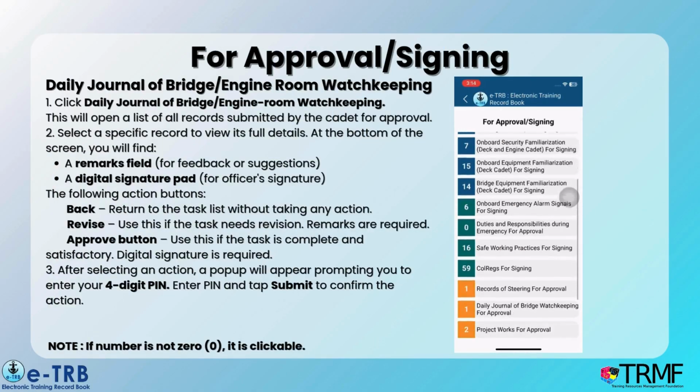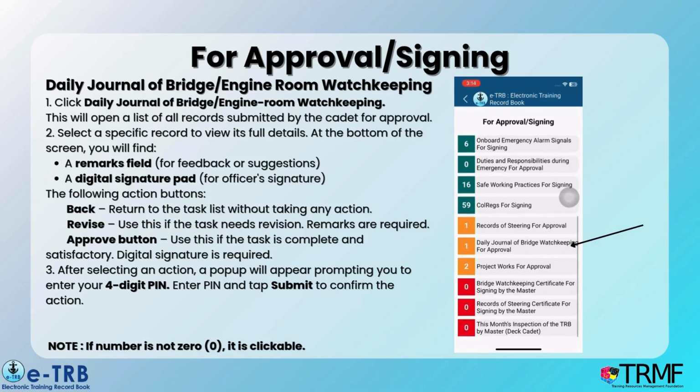1. Click Daily Journal of Bridge, Engine Room Watchkeeping. This will open a list of all records submitted by the cadet for approval. 2. Select a specific record to view its full details.